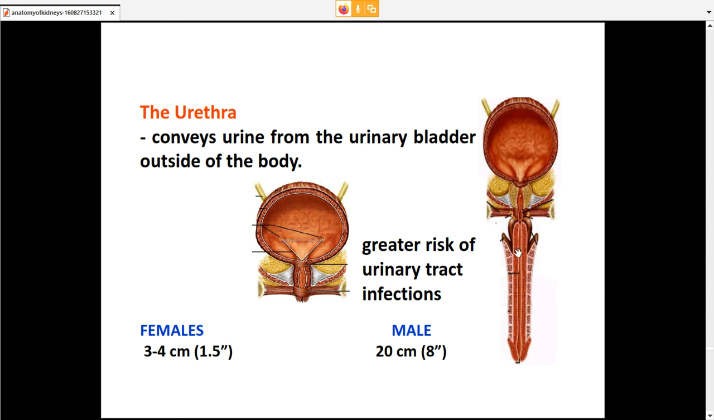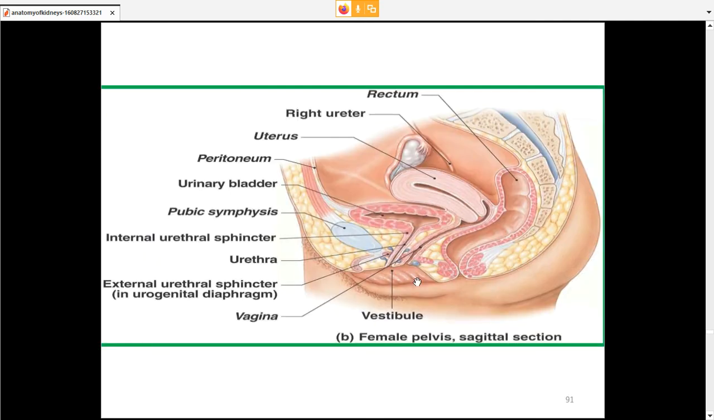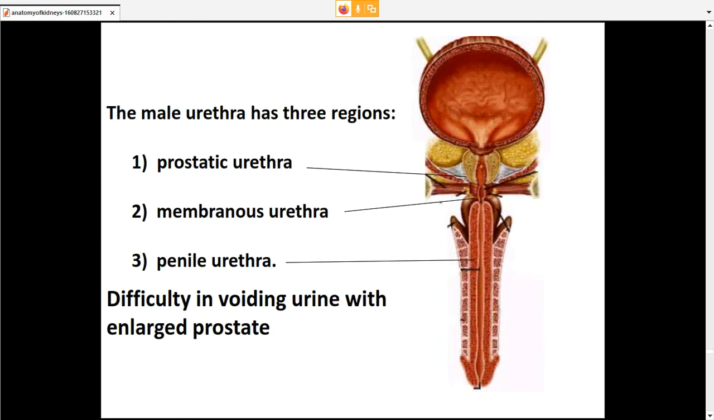So here you can see the female urethra, and here is the male urethra. Because the female urethra is near the genital organ, the vagina, and near the anal orifice, urinary tract infections are most common in females than in males. So that is about the urethra.